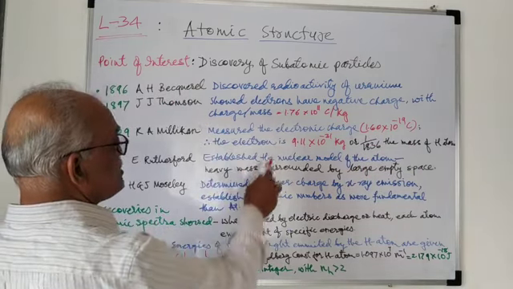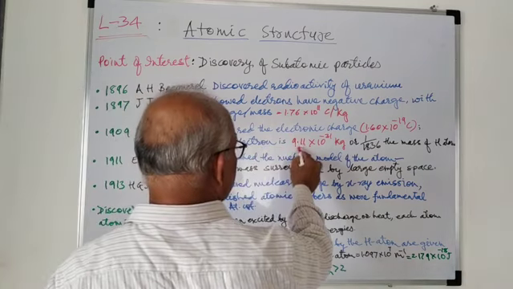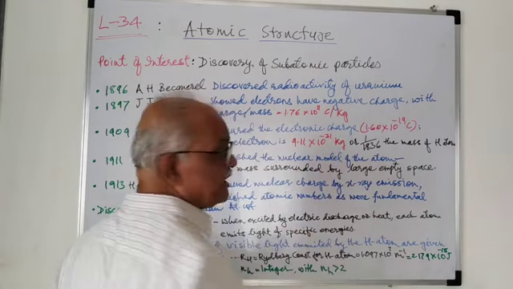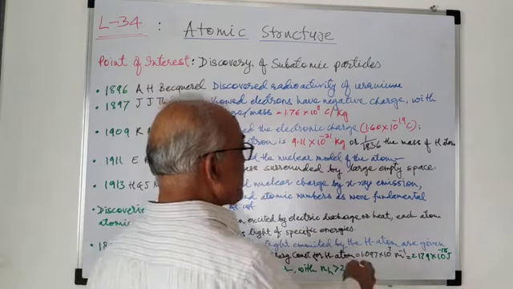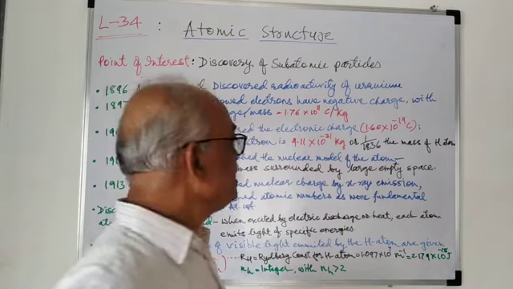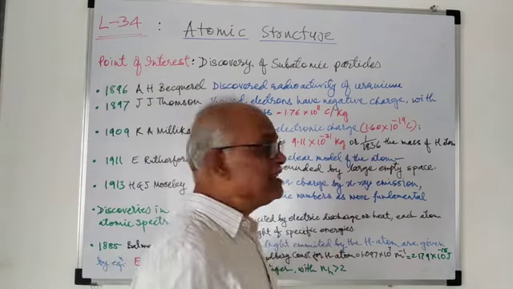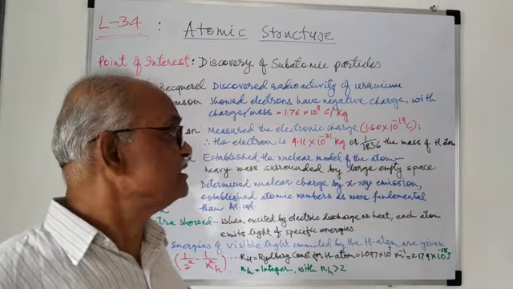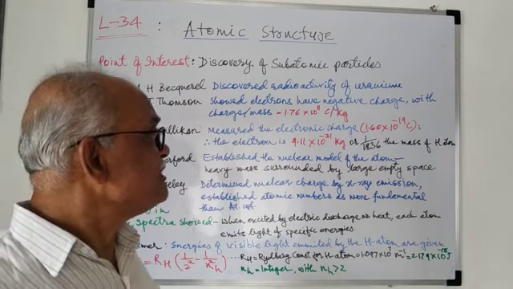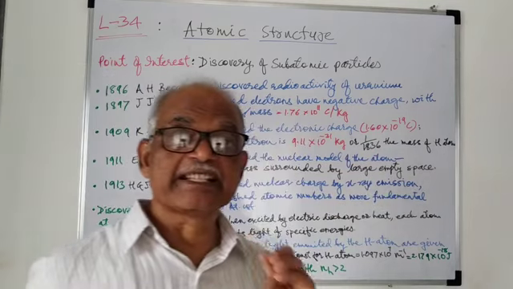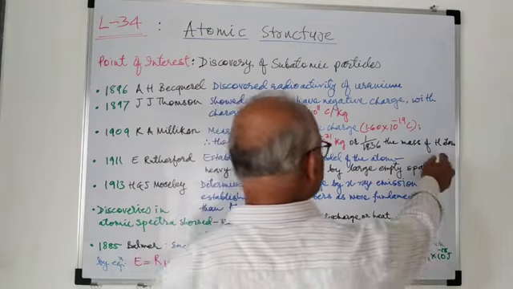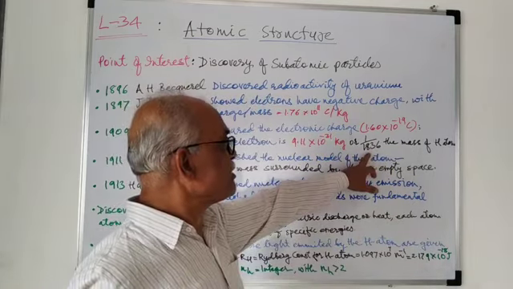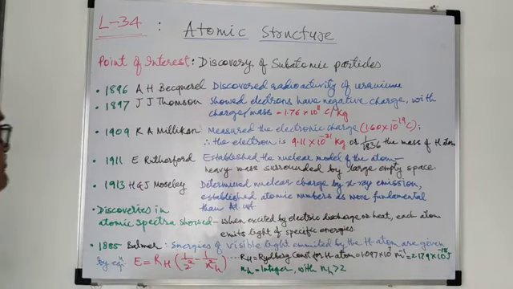Therefore the electron has the mass 9.11 into 10 raised to minus 31 kilogram. In other words, we can say, if we consider the mass of a proton, then the mass of the electron is 1 upon 1836 of the mass of the hydrogen atom. Here the hydrogen atom is nothing but a proton. So if we take the mass of this proton, the mass of the electron is 1 upon 1836th part.